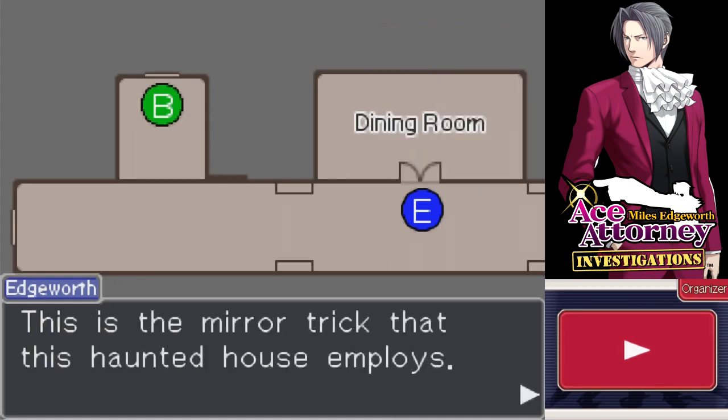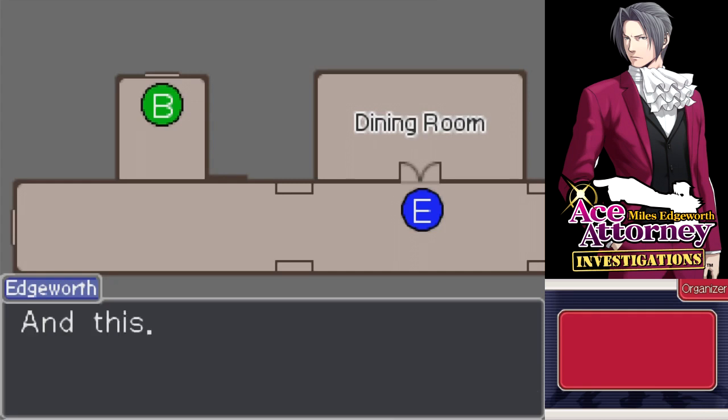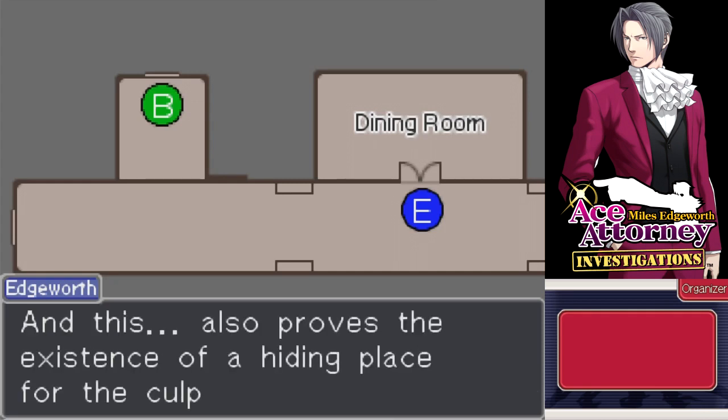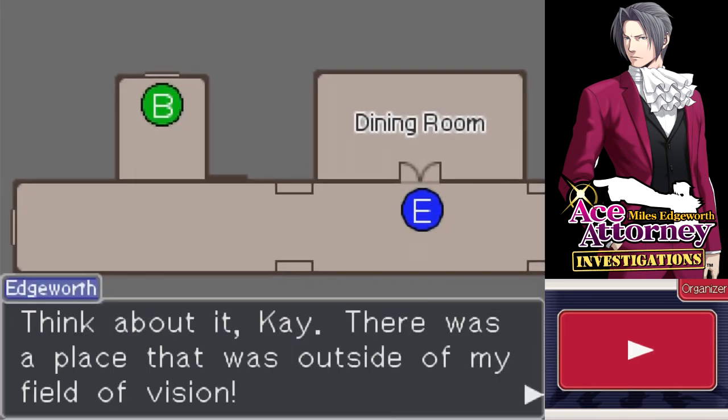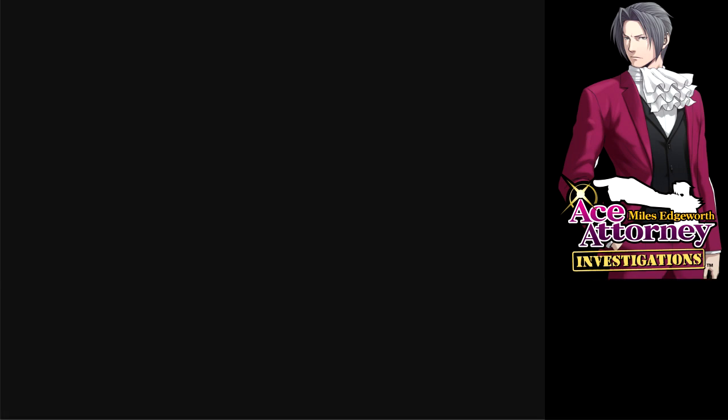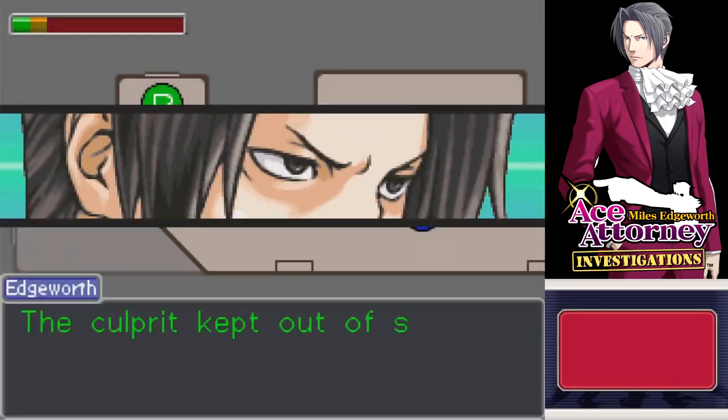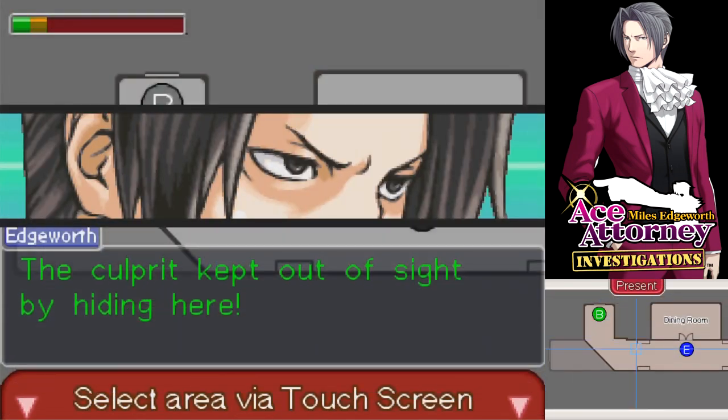This is the mirror trick that this haunted house employs. And this also proves the existence of a hiding place for the culprit. Huh? How so? Think about it, Kay. There was a place that was outside of my field of vision. The culprit kept out of sight by hiding here. Well, if the blue badger was the one that's saying that, the culprit would be hiding in the dark part, right? Yes. Yeah.